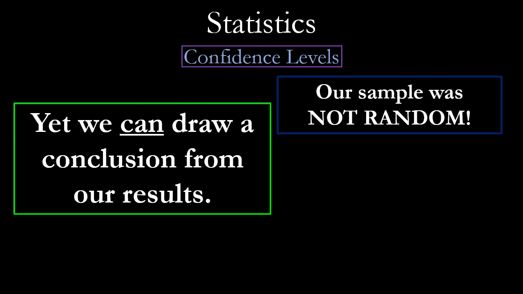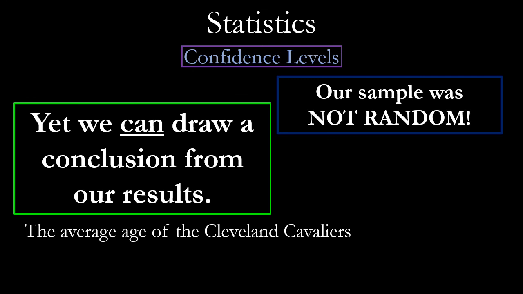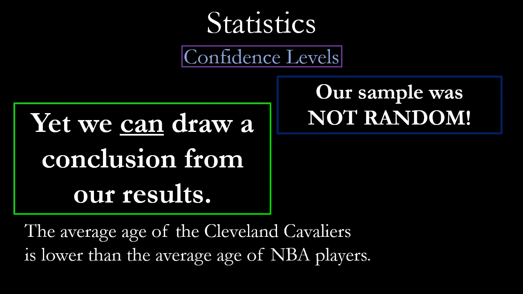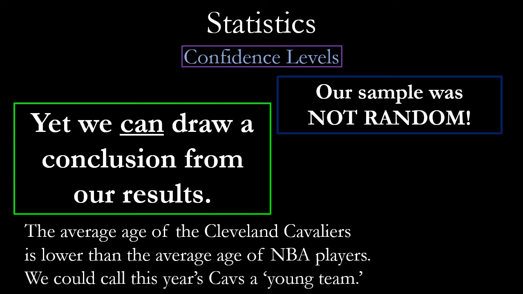Now, we can draw a conclusion from the results, though, right? Even though we can't make that leap between saying that the mean and standard deviation of that one team represents accurately the mean or standard deviation of the whole population, it's not a valid step to take. However, we can say that the average age of the Cleveland Cavaliers basketball players is lower than the average age of NBA players, right? And again, the Cleveland Cavaliers is a subset of all the NBA players. But we saw that the average age of the Cleveland Cavaliers seems to be lower than the average age of NBA players. So we could say that this year's Cavs is a young team, right? Comparatively, it's a relatively young team.